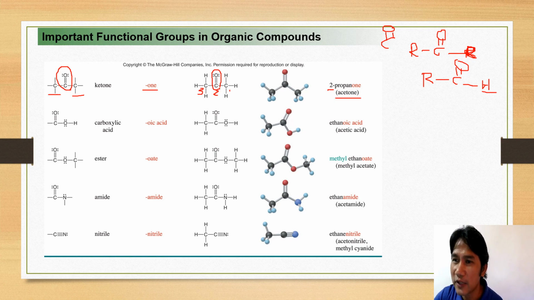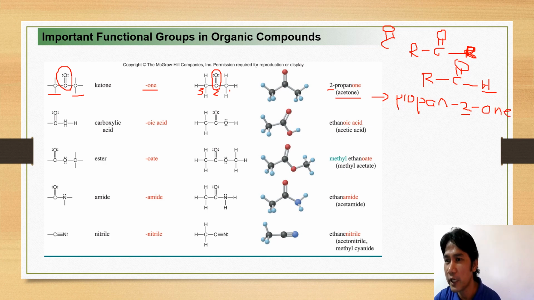The 2-propanone is actually the old systematic way of naming. The new way to name this is propan, that is the root, and then the functional group is on carbon 2, so you say propan-2-one. That's how you write the name. This is the newest way of naming organic compounds.